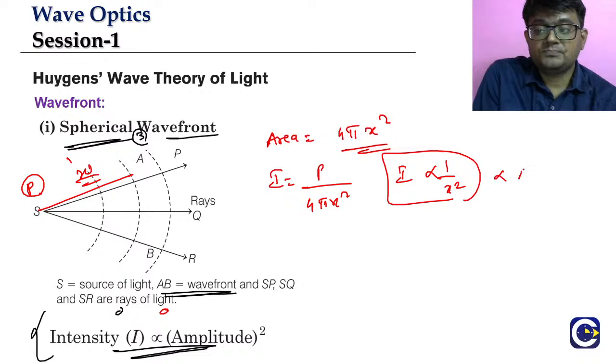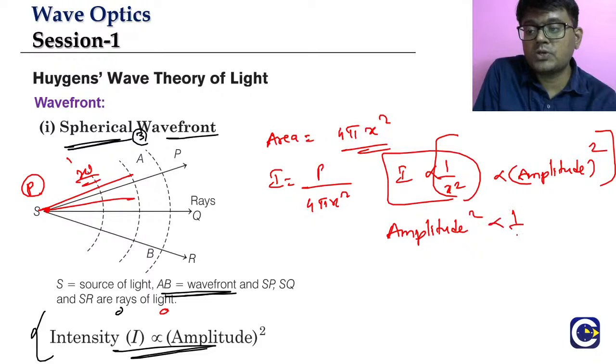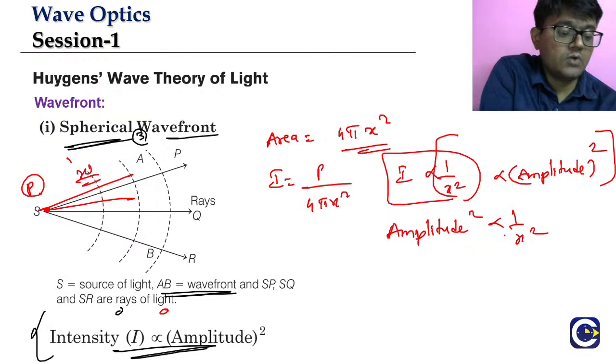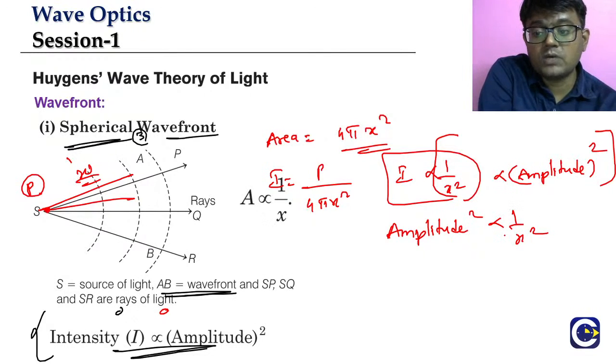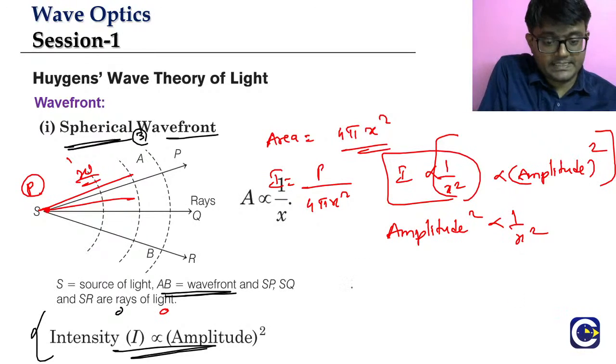Intensity is proportional to amplitude square. So if you just look at these two, what is the relation between amplitude and the position of the point from the source? Amplitude square is proportional to 1 by x square. If you take a square root, we can say the amplitude will be proportional to 1 by x.